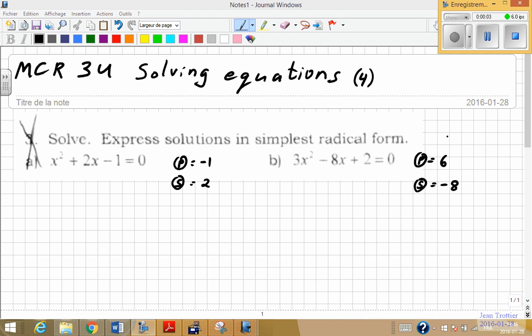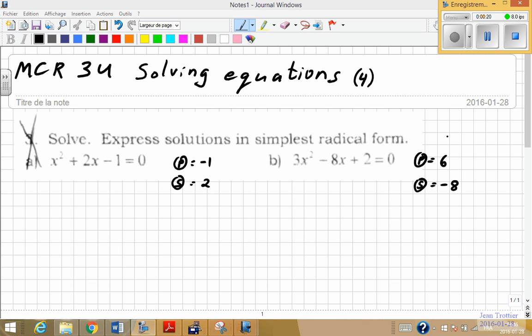Okay, so we're at the fourth video for solving equations. This time we're getting a bit more complicated. This is definitely a bit more into the grade 11 stuff. You probably would have seen this in grade 10, but you're just expected to master it once you get to grade 11. So we want to solve this.